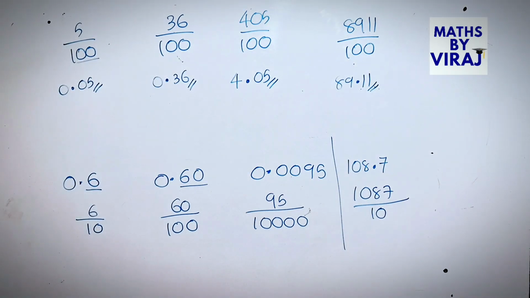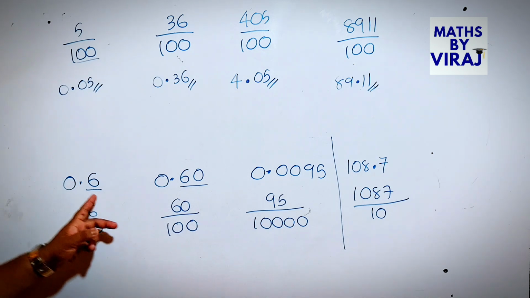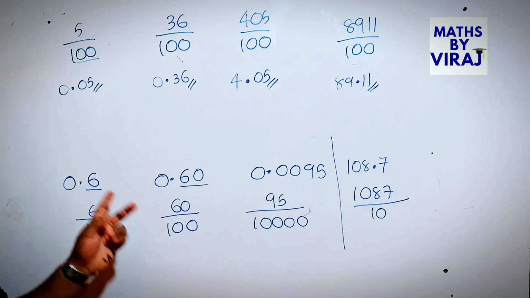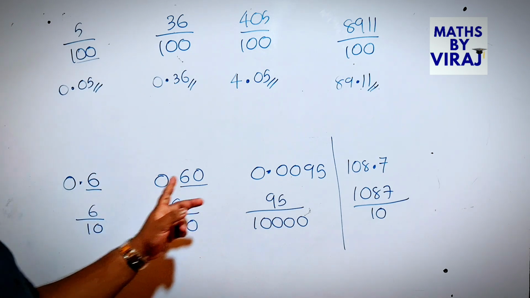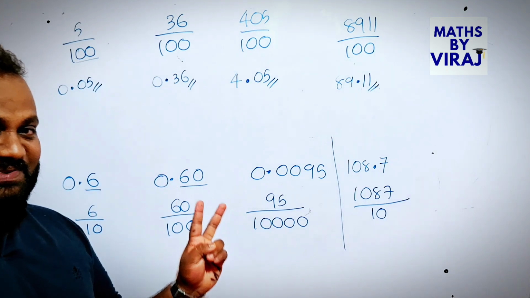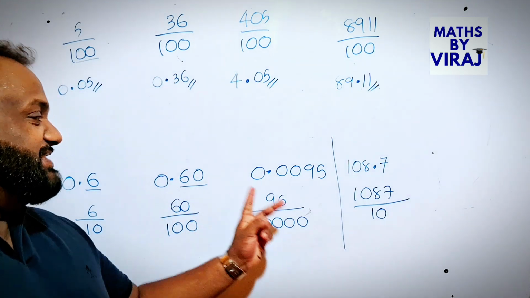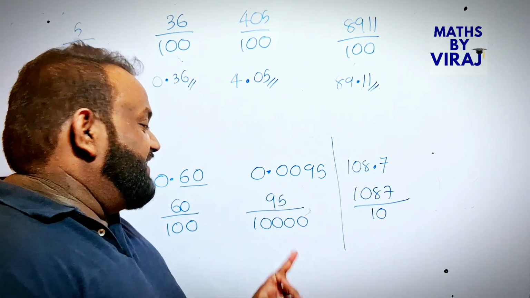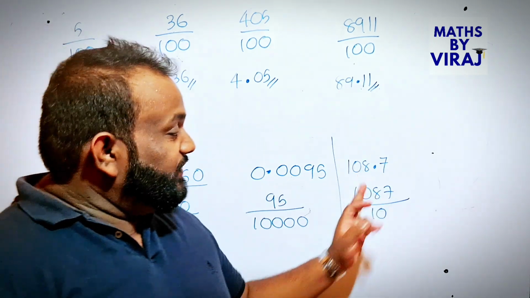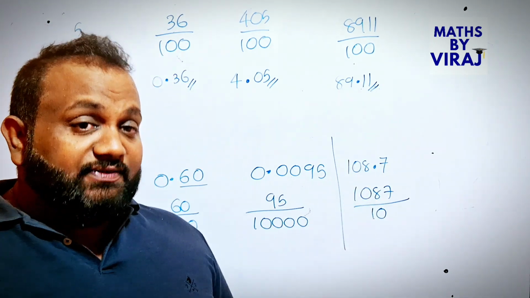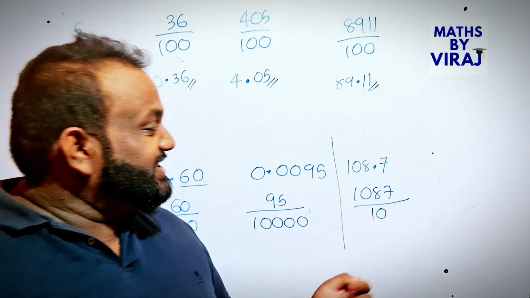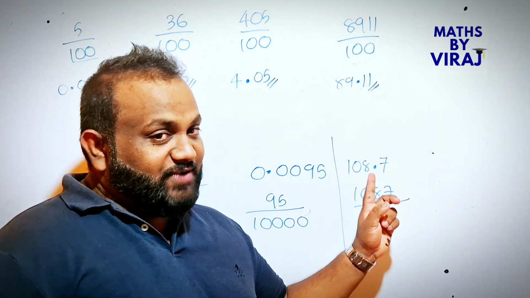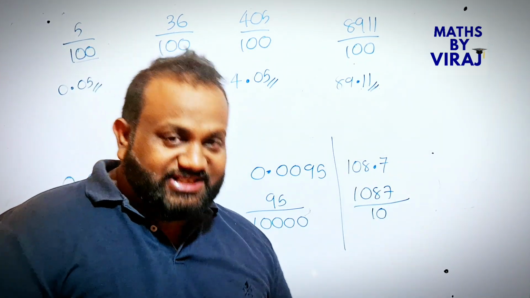Look at the decimals. Now we are to convert decimals to fractions. 0.6, 1 decimal place, 6 over 10. 0.60, 2 decimal places, 60 over 100. 0.0095, 4 decimal places, 95 over 10,000. If you were to have 108.7, what is it that you should understand? 1 decimal place, therefore 1087 over 10.